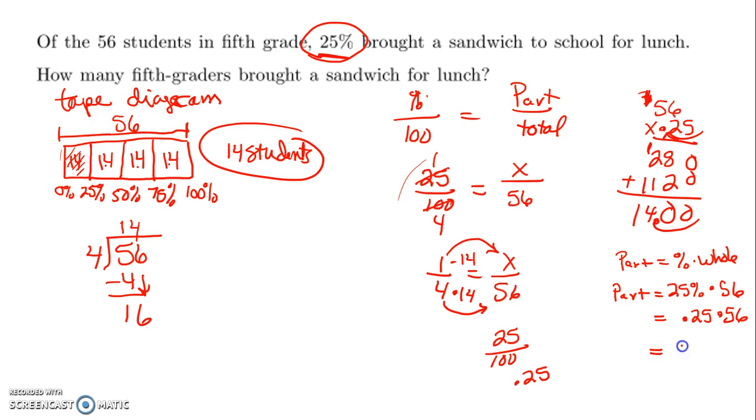You're going to see no matter how I solve the problem, I get 14 students bringing lunch. Whether it's a tape diagram, whether it's part over total as a percent over 100, or if you use the percent equation, which you'll use as 7th graders. Hopefully that helps with the first one.